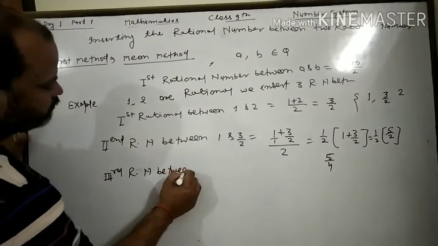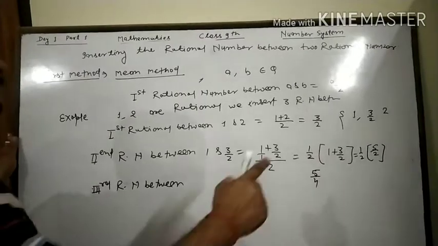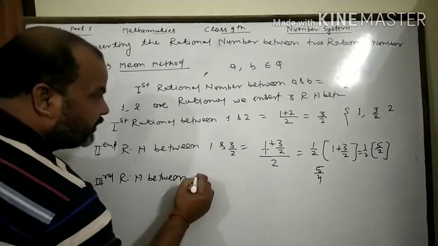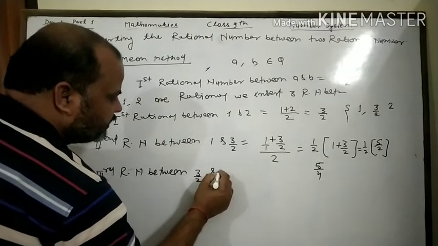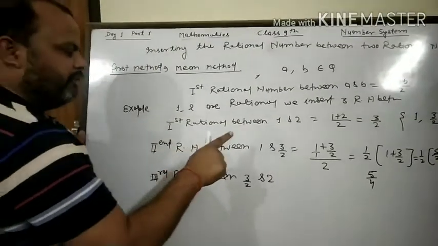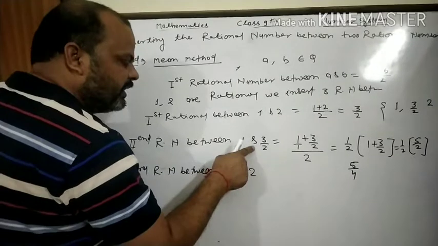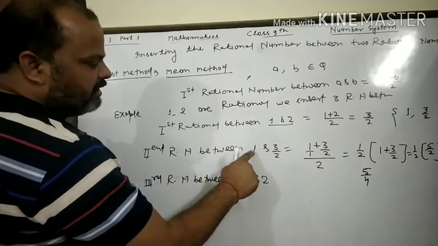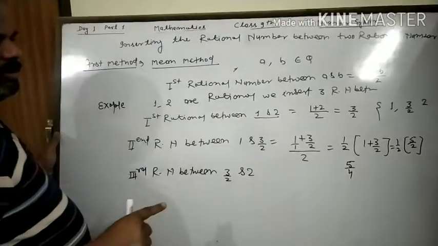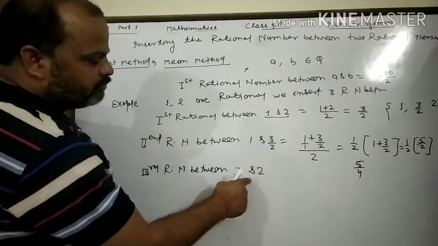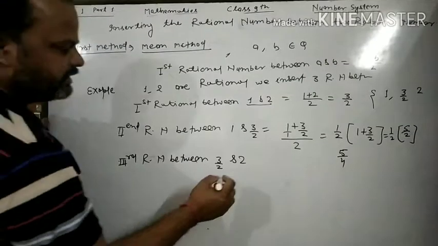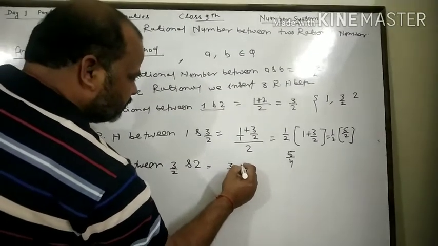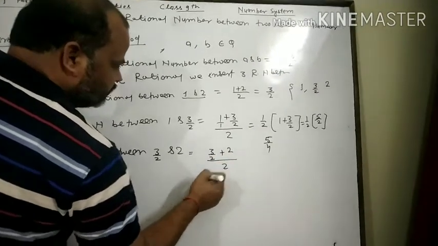In the same way, the third rational number between, by which way? 3 by 2 and 2. Third rational number between 3 by 2 and 2. You must write by which rational numbers you insert the rational number. Like here between 1 and 2 you insert 3 by 2. Here between 1 and 3 by 2 you insert 1 by 2. And here between 3 by 2 and 2 you insert a rational number like 3 by 2 plus 2 upon 2.